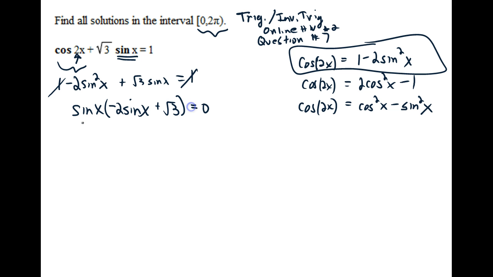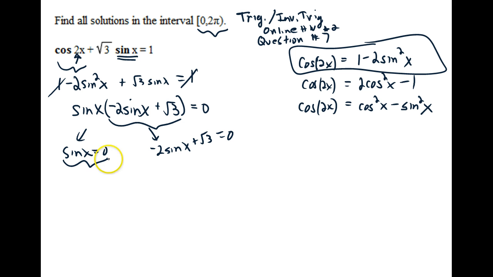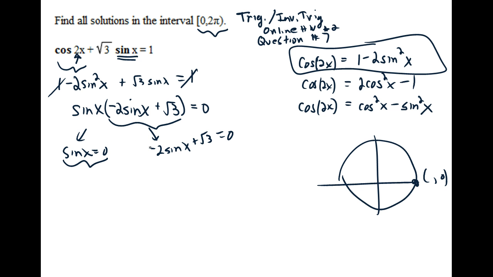I now have two things multiplied to give me 0. Either sine x is 0, or negative 2 sine x plus root 3 is 0. Where's the sine of x 0? The unit circle has y coordinates 0 for 0 and pi. So x is equal to 0 and x is equal to pi.